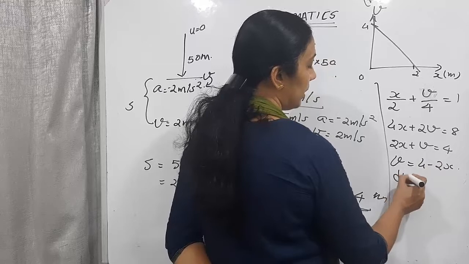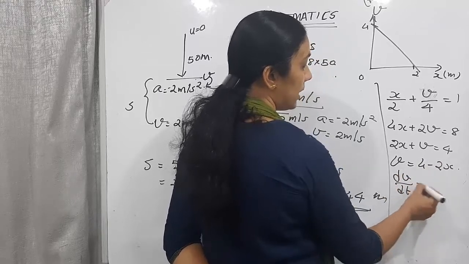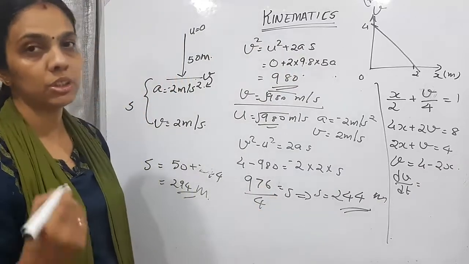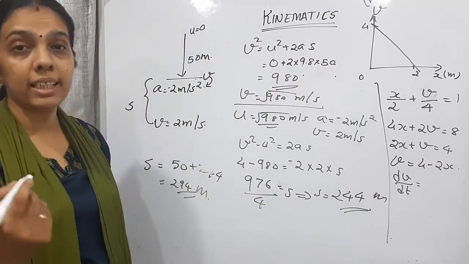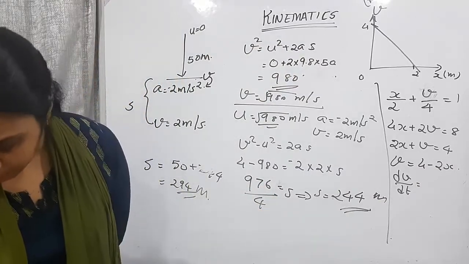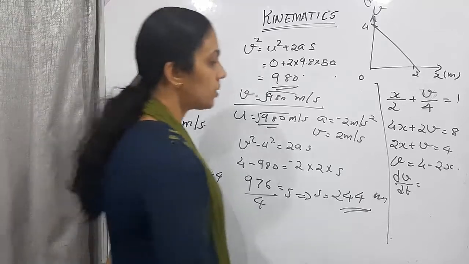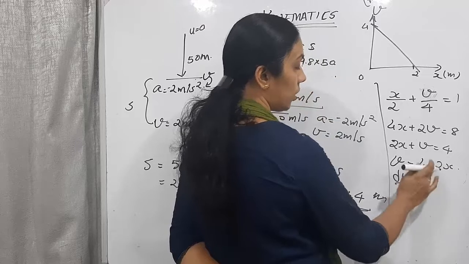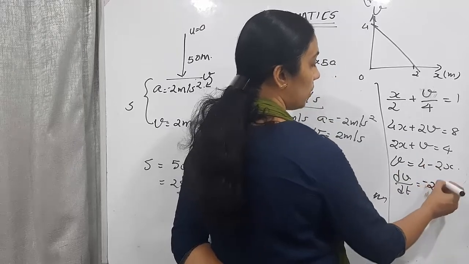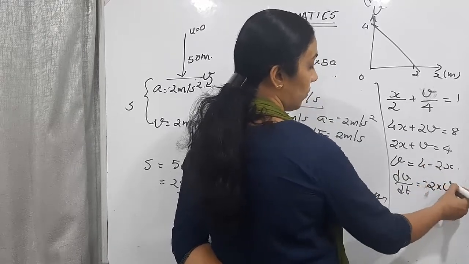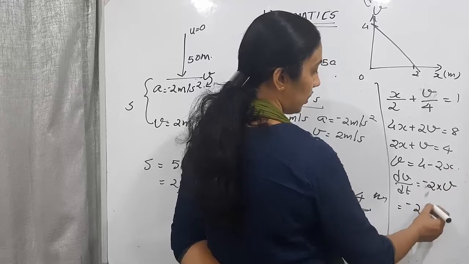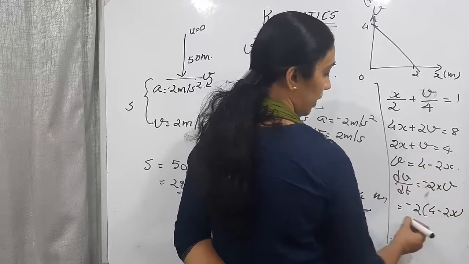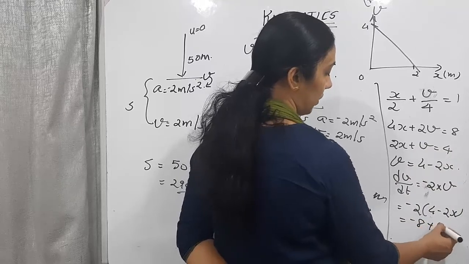Therefore, dv by dt. What is dv by dt? That is acceleration. We need to find out the acceleration position graph. What will be the acceleration with respect to the position only we need to find out. So, here it is 4 as differential of a constant is 0, minus 2 into dx by dt, which is v. Therefore, minus 2 into what is v here? 4 minus 2x. Therefore, minus 8 plus 4x.